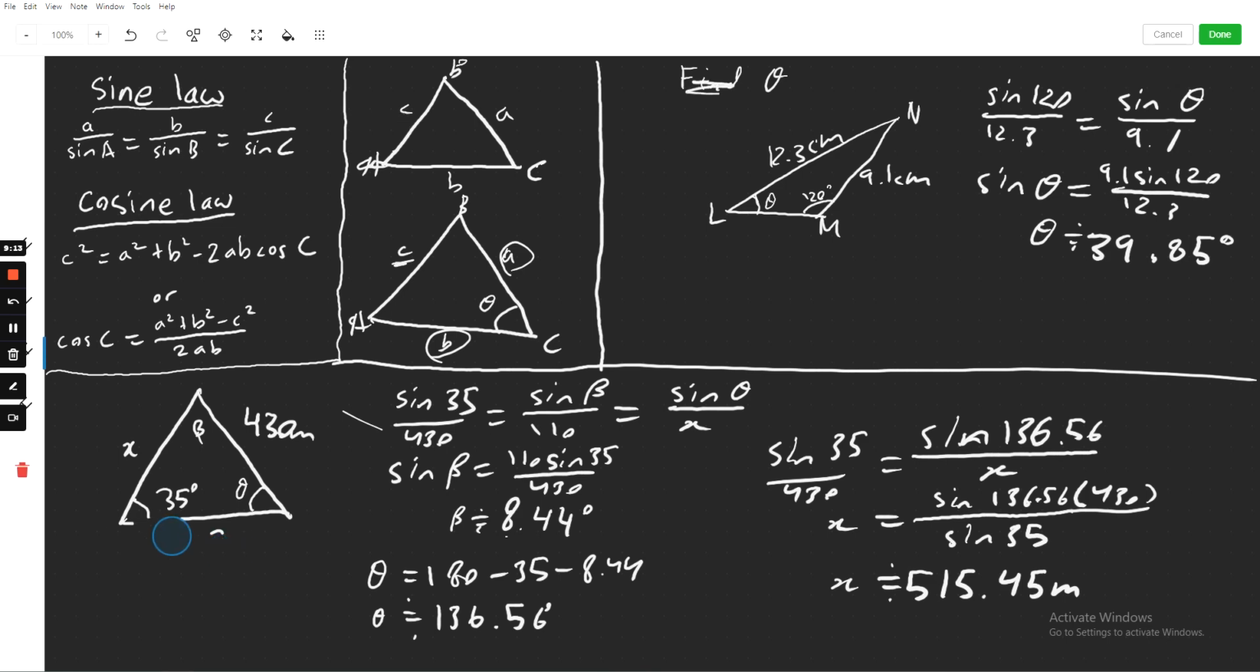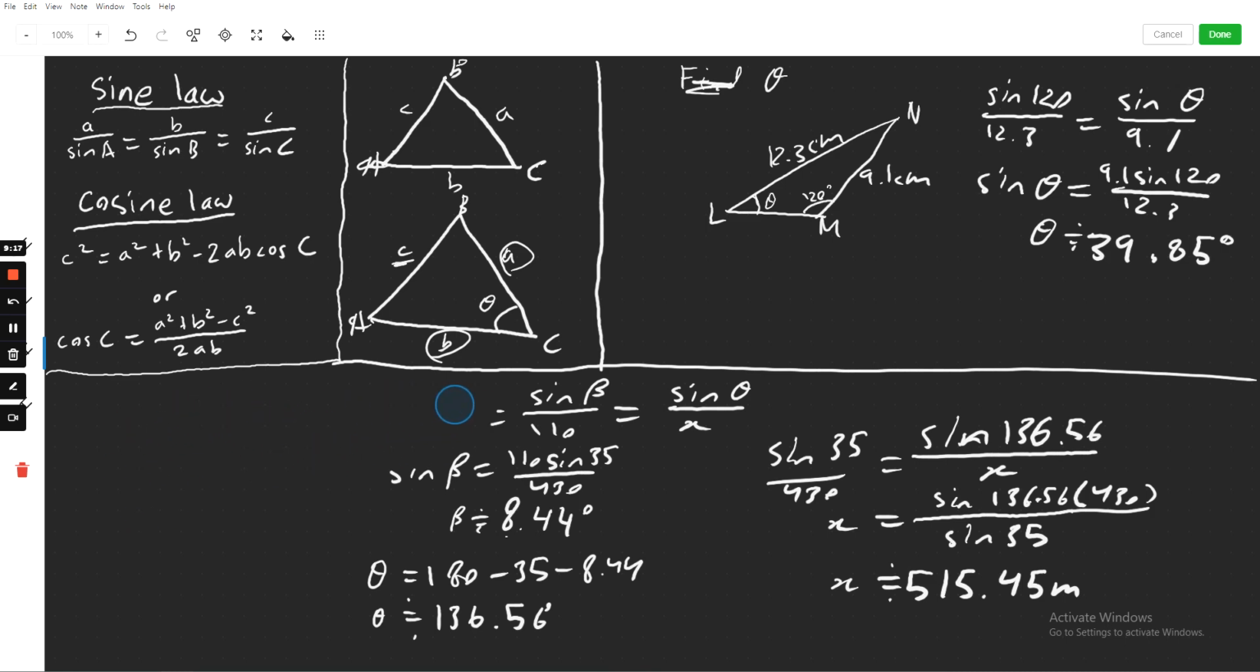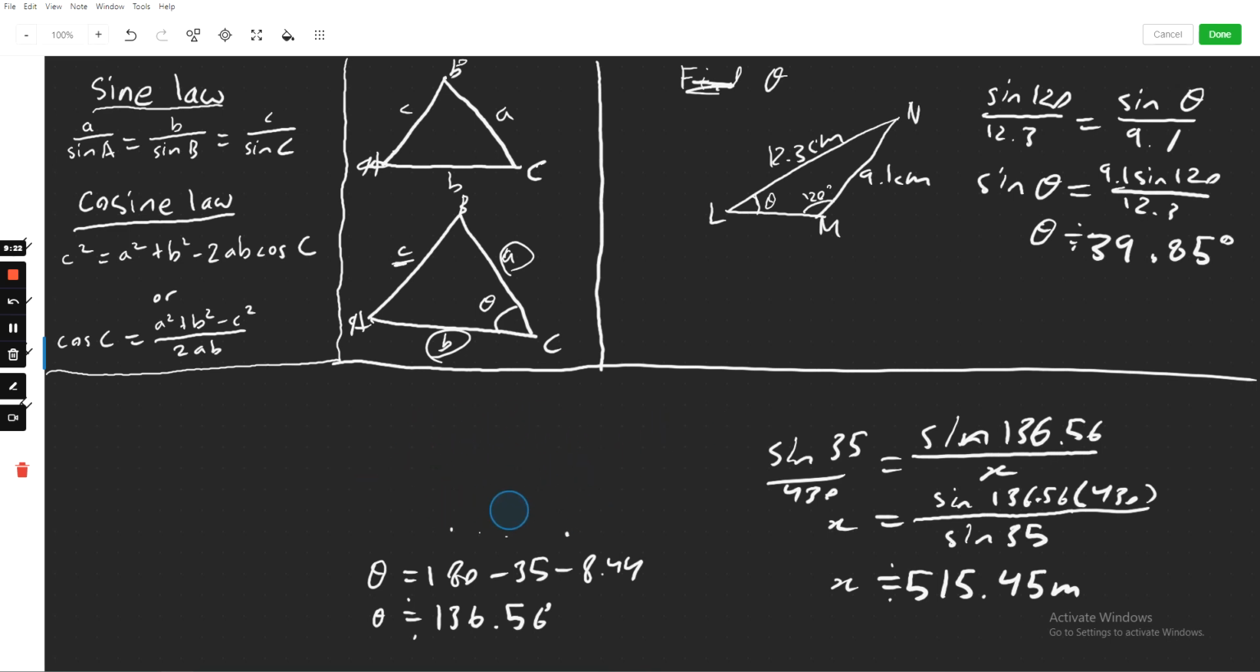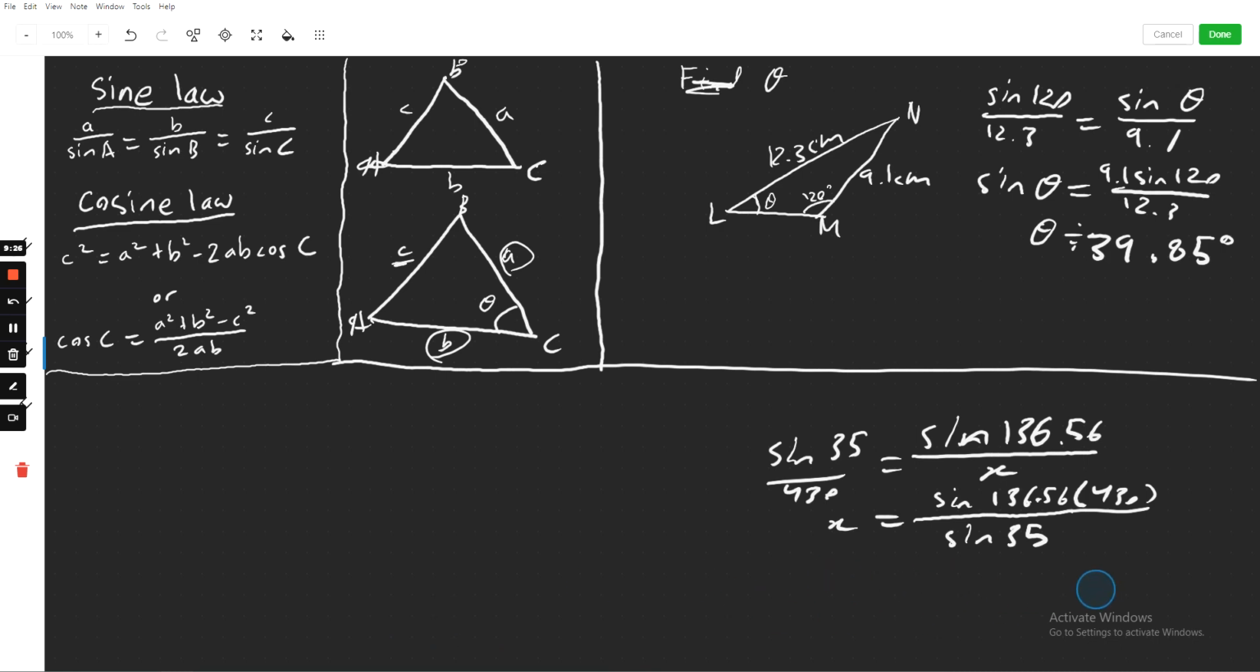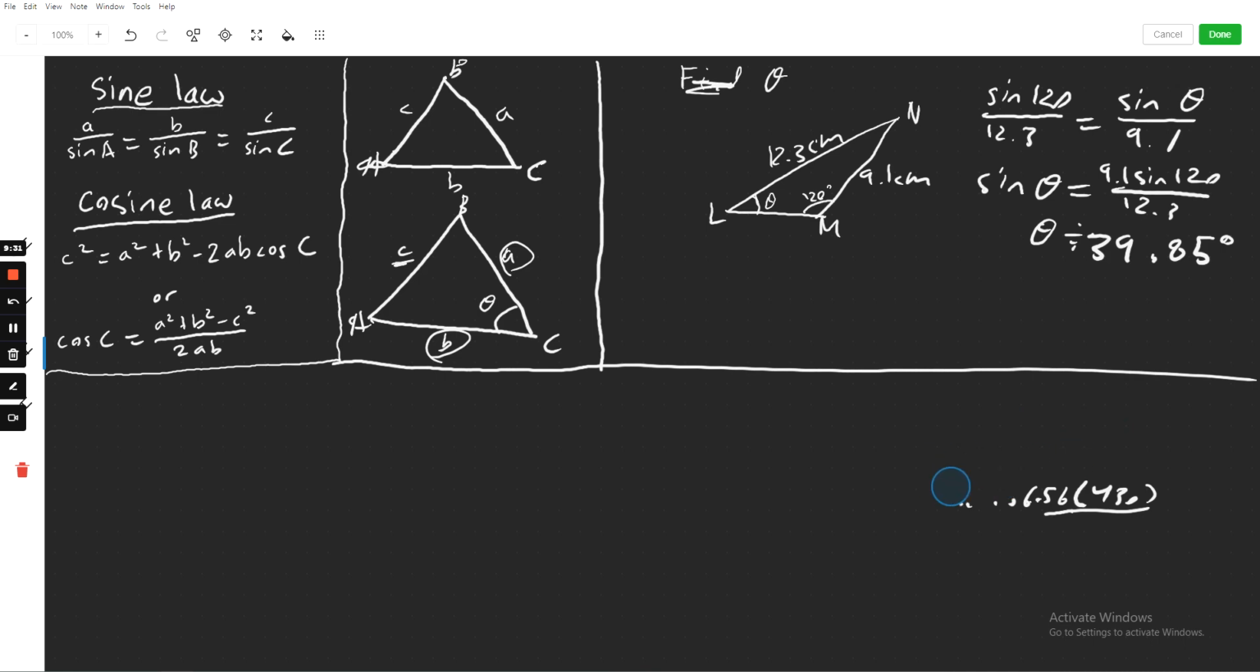So I think we can erase this now. If you guys need more guidance in terms of sine law, you can always rewind and look back at the video. But now we'll be moving on to cosine law applications.